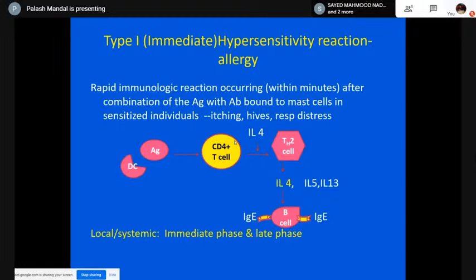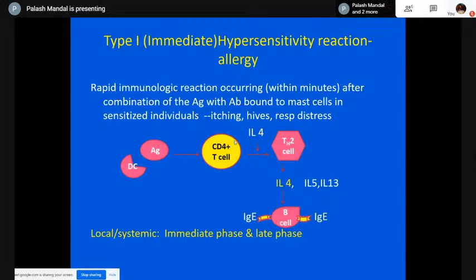Okay, so basically it is an immediate reaction and it occurs within minutes. You have to know each word is important. Within minutes after the combination of antigen with antibodies. Where are the antibodies? Antibodies are bound to the mast cells. Okay, we will come to it. So how it is combining and everything, we will come to it. And it happens in sensitized individuals. Sensitized, we have already discussed. A person who has been previously exposed to a particular antigen is known as a sensitized individual.